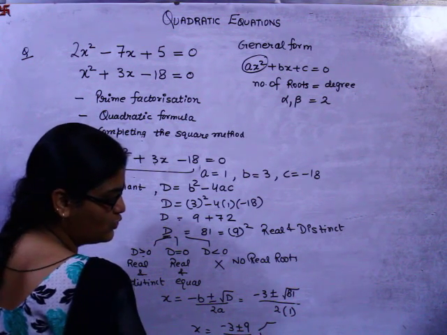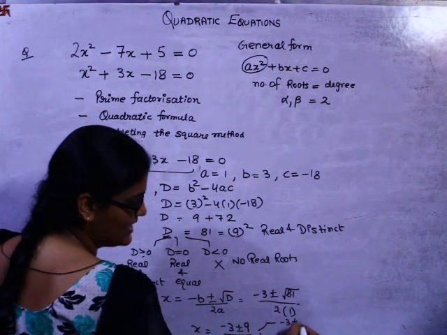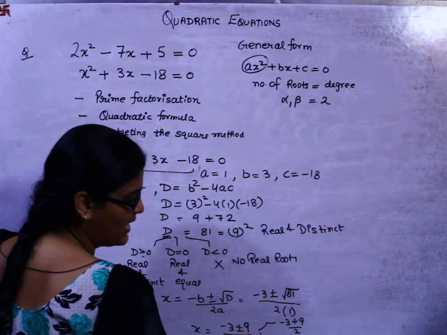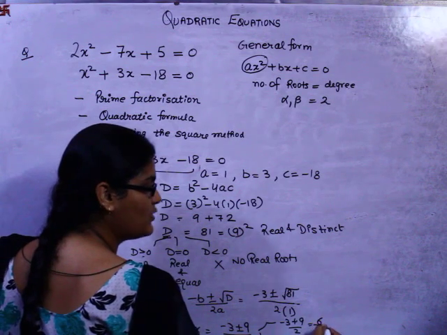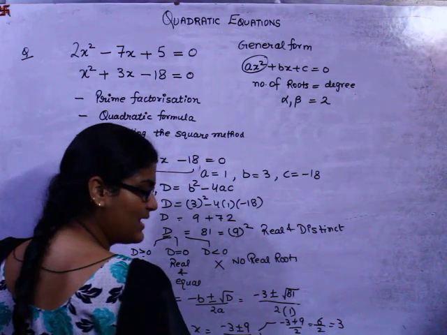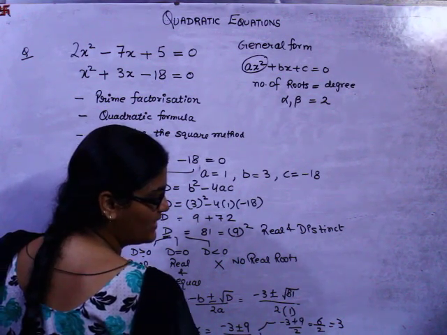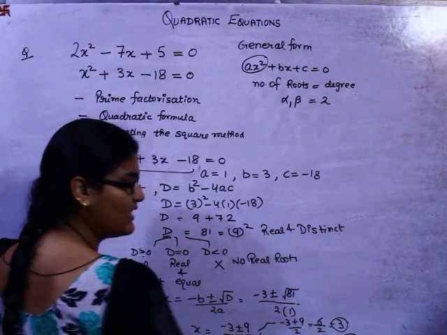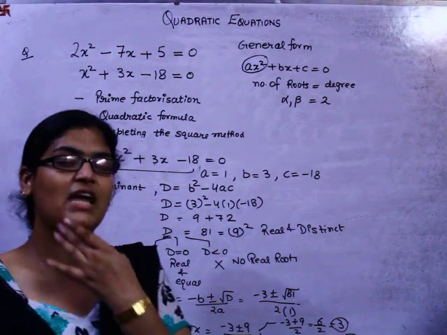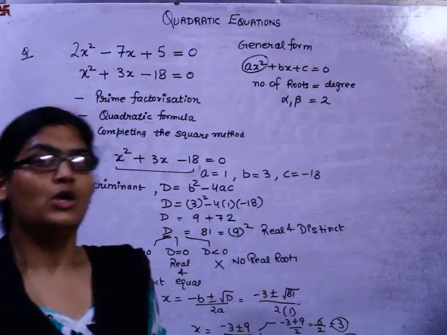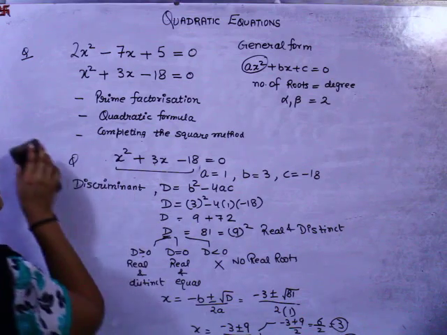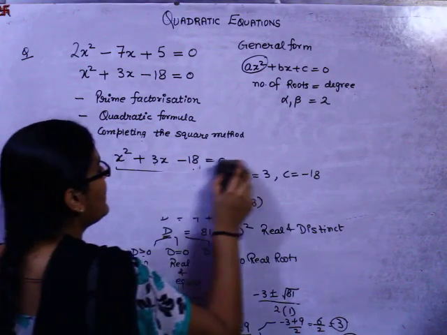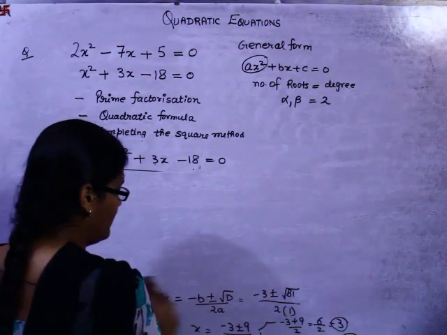So there are 2 roots, which are minus 3 plus 9 by 2 and minus 3 minus 9 by 2. Minus 3 plus 9 is 6 by 2, that is 3, and minus 3 minus 9 is minus 12 by 2, that is minus 6. Again we get the same answer as we have done with prime factorization. So lastly we complete this topic with our last method, which is the completing the square method.